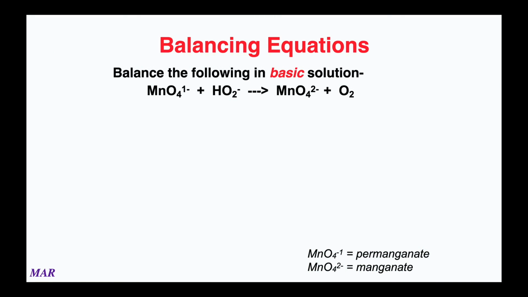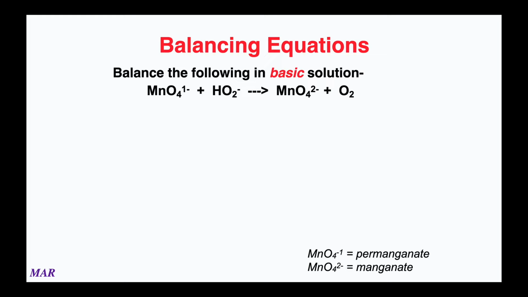Here's a new type of problem. In this problem, we're going to balance this reaction in a basic solution, okay? Now, MnO4 minus is permanganate, all right? And permanganate is the purple solution we saw earlier. MnO4 2 minus is called manganate, all right? It's not as common, but that's manganate.